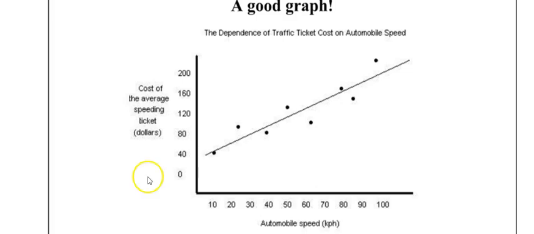What else do I have? I have Y and X axis labeled. I know what the X axis is. It's speed. I know what this one's cost. I know what the units are, kilometers per hour. I know it's dollars. What else do I know? I have a straight line. I didn't connect the dots. Oh, that's good stuff. Okay, so let's go on to the next page.